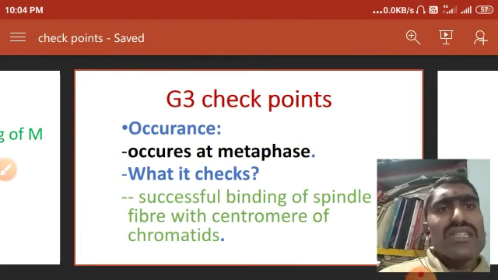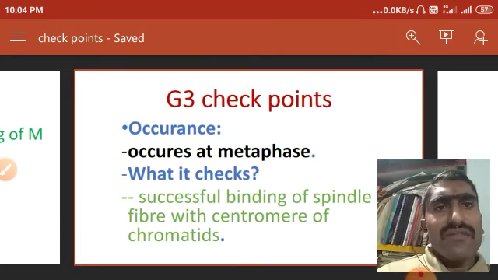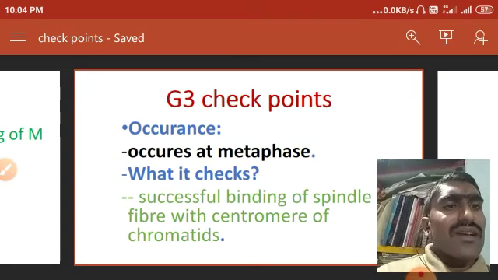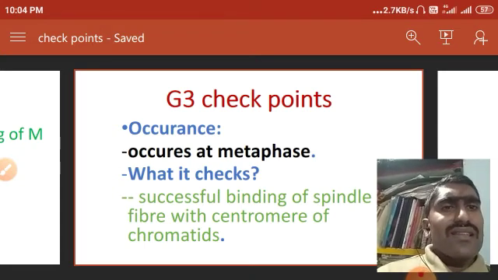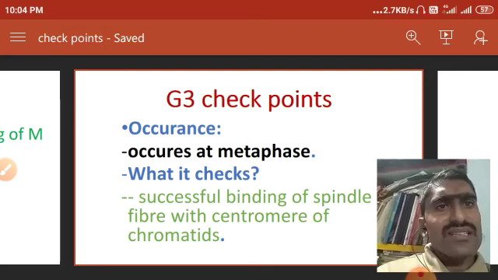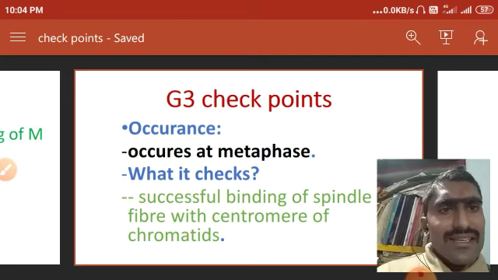Let's move towards the G3 checkpoint. What is the G3 checkpoint and where does it occur? It occurs at the metaphase. In the mitotic phase, there are various phases: prophase, metaphase, anaphase, and telophase. During that metaphase, this G3 checkpoint occurs. And what does this G3 checkpoint check?